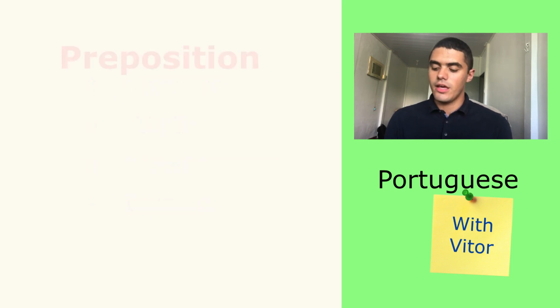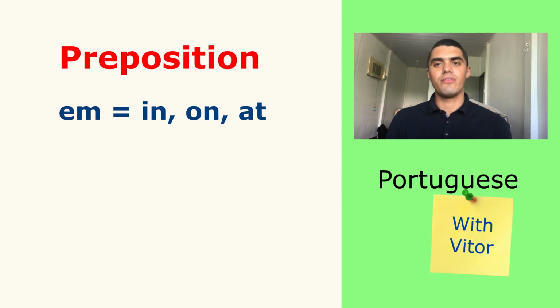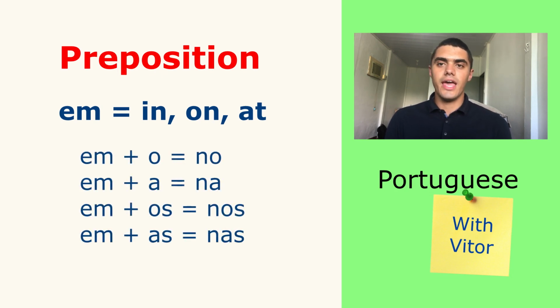Okay? And now, I'm going to the preposition. The preposition we use when you want to say it's going to happen on Monday, in January. We use the preposition em. But I don't know if you have already seen a video about the preposition em. But the preposition em, when it's connected with the article, it changes. Okay, the preposition em with o becomes no. Em with a becomes na. Em with os becomes nos, and em with as becomes nas.